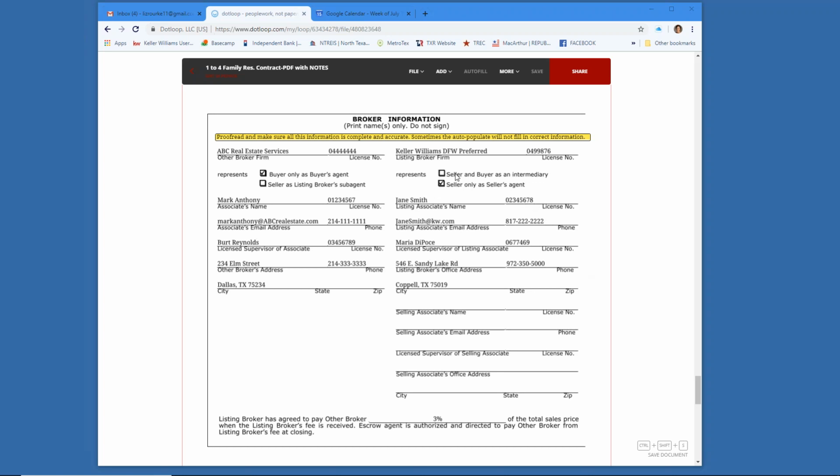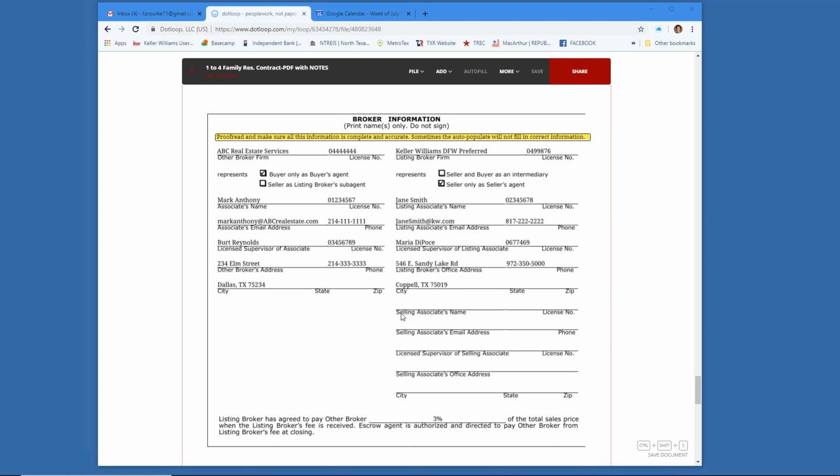Now, if intermediary, if Keller Williams DFW Preferred is the listing broker firm, and maybe you as the buyer's agent sold one of our agent's listings. Okay, so we're seller and buyer's intermediary because the listing broker is representing both parties, right? So the listing associate information would go right there. Okay, associate's name, email address, license number, all of that stuff.